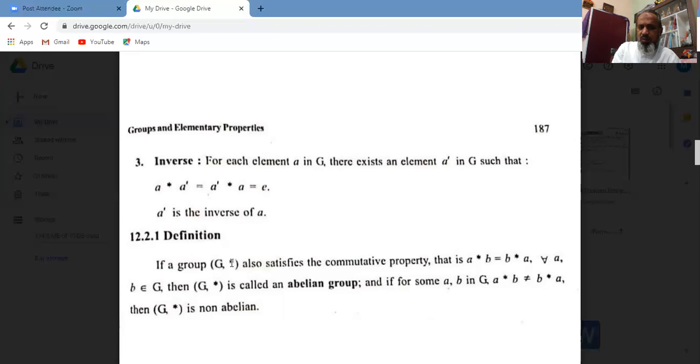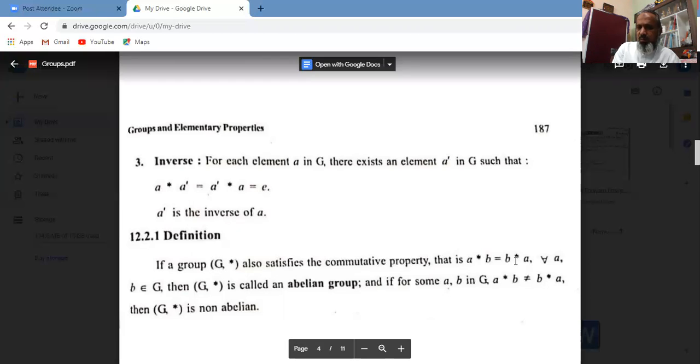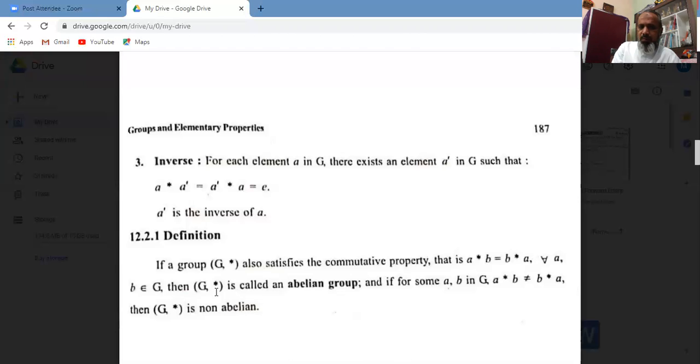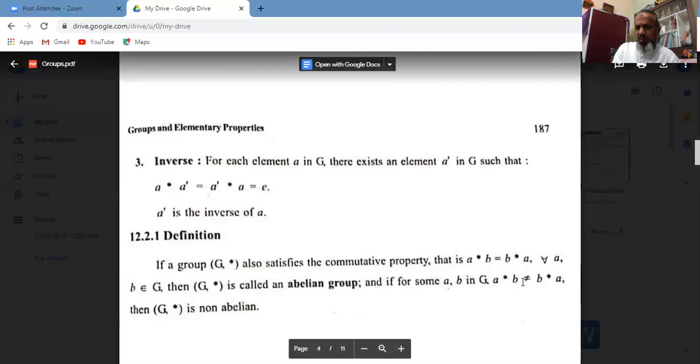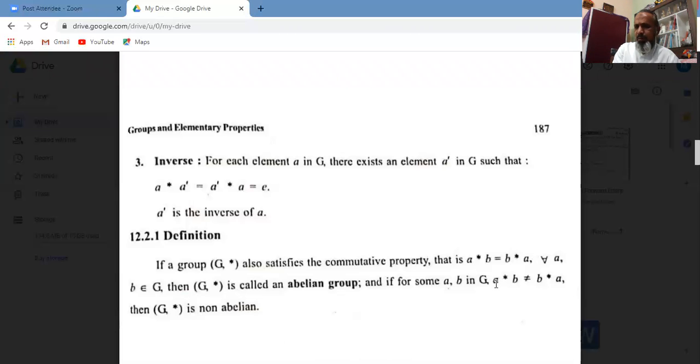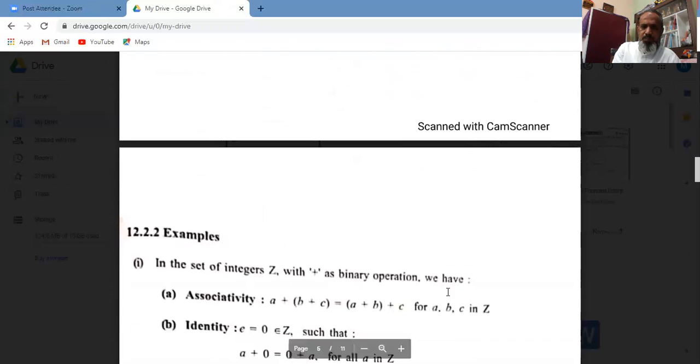So if G comma star is a group satisfying the commutative property, then G comma star is called an abelian group. And if for some A comma B belongs to G, A star B is not equal to B star A, then G is said to be non-abelian. So if this condition is satisfied, then only we say that the non-empty set is an abelian group. Otherwise, it is not an abelian group.